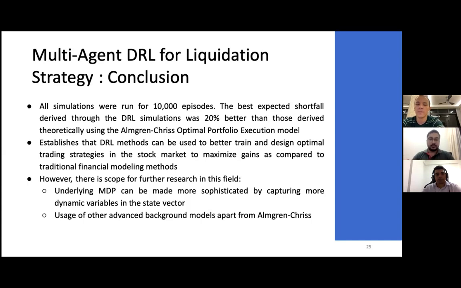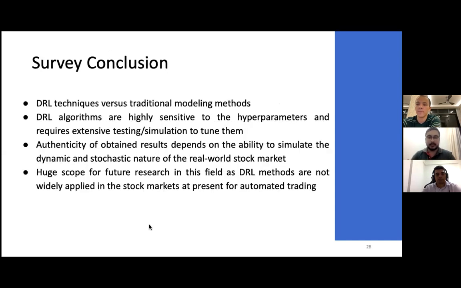But I think further scope of research is still there in this field. For example, we can make the MDP much more sophisticated by capturing more dynamic variables in the state vector. And since we take the Almgren-Chriss model here as the environment, which is determining how the stock prices are changing, we can use some other existing models to simulate this whole experiment. That can be. Next slide.